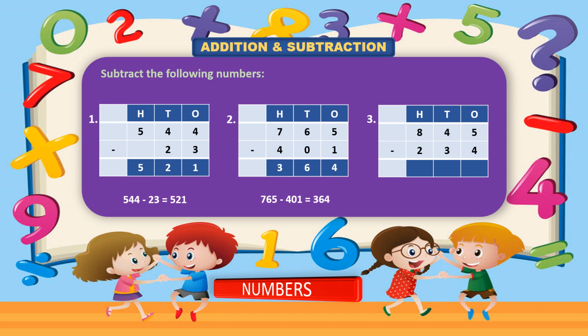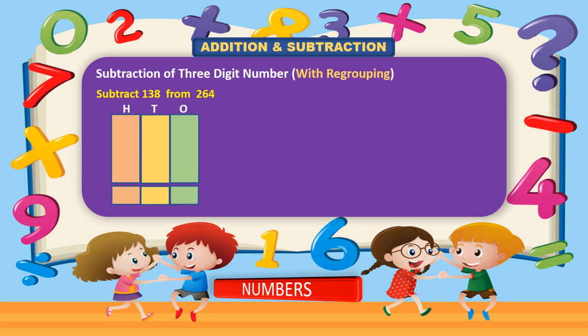845 minus 234. 5 minus 4 is equal to 1. 4 minus 3 is equal to 1. 8 minus 2 is equal to 6. The answer is 611.